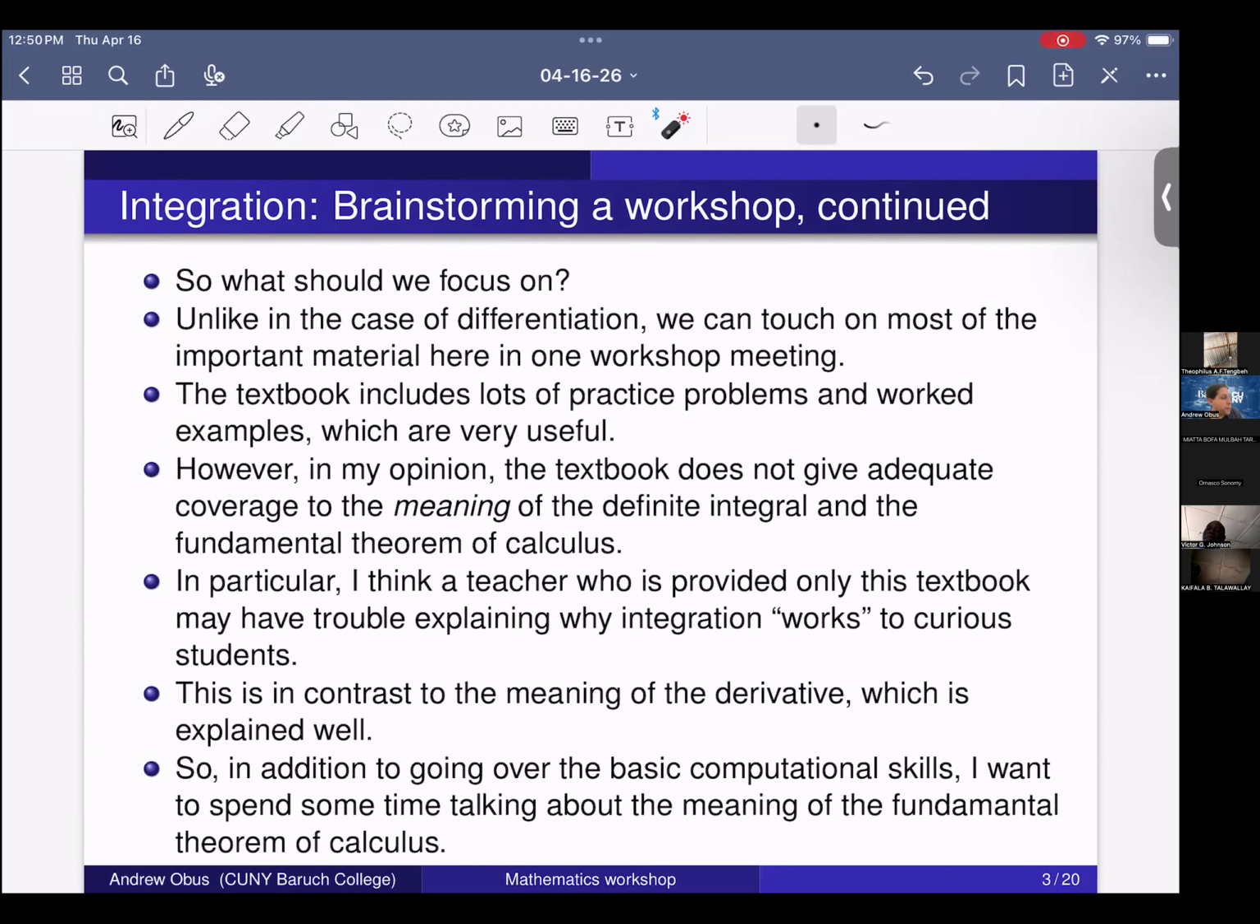Now, I do feel that the textbook has a little bit of a shortcoming, and that's that I don't think it gives adequate coverage to the meaning of the definite integral and the fundamental theorem of calculus. Okay, and what I mean by that is that if you haven't taken a university course in calculus and you're expected to teach this unit and you only have this textbook as a resource, then I think it's not going to be very easy to explain why integration works if a student is asking, okay, so why does this work? I mean, if you look through these pages of the textbook, they talk about computing antiderivatives, then they talk about computing definite integrals via antiderivatives.